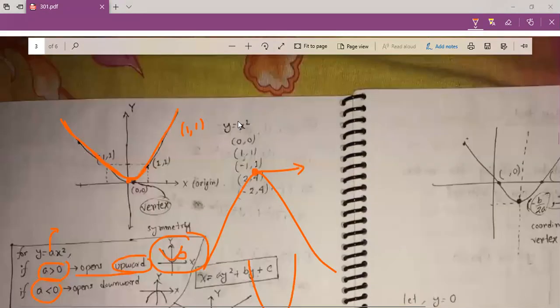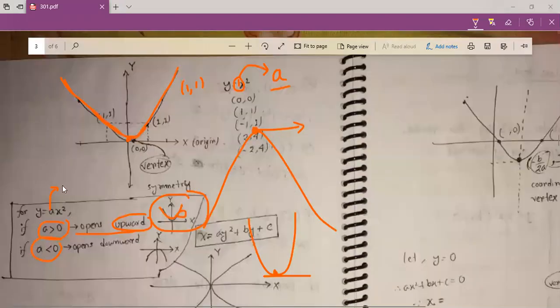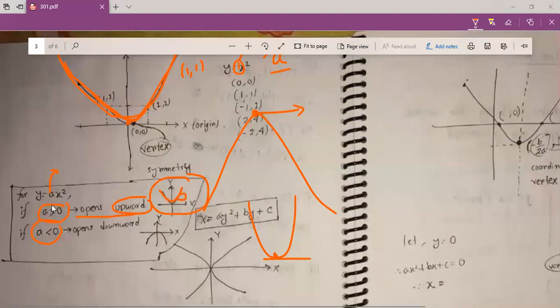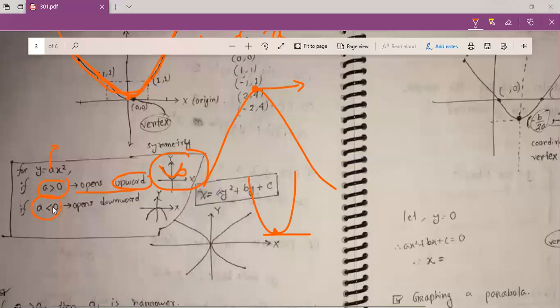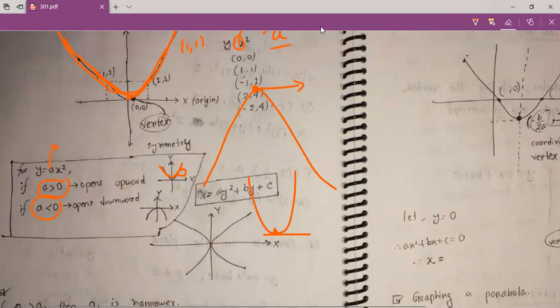You can see here y is equal to x square. So here is a, right? Here is nothing, that means here we have the value of a equal to 1. So this is upward, right? And if the value of a is equal to minus something, or if it is less than 0, then it is downward, like this way.